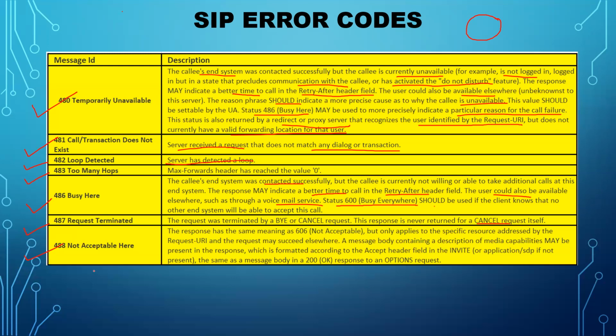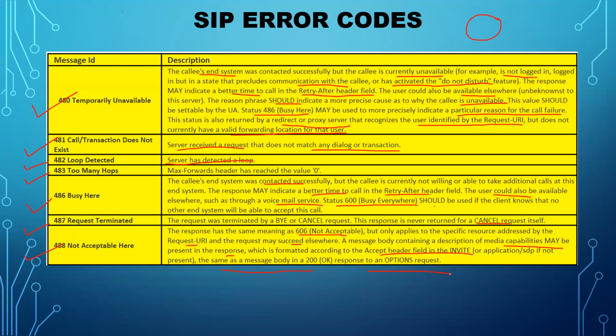Now, what that means, let's just read it out. The response has the same meaning as 606 Not Acceptable, but only applies to the specific resource addressed by the request URI, and the request may succeed elsewhere. A message body containing a description of media capabilities may be present in the response, which is formatted according to the Accept header field in the INVITE. The same as the message body in a 200 OK response to an OPTIONS request, right?